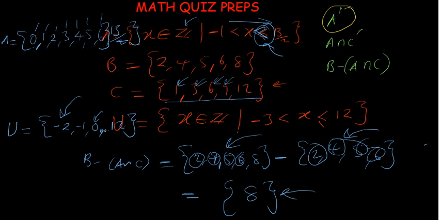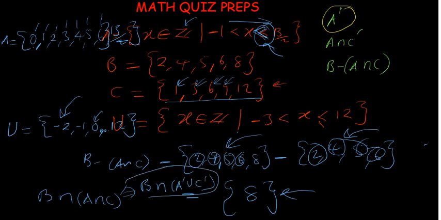If you wanted, you could have used another formula where you say B minus A intersect C means B intersect A intersect C complement. And then this is the same as saying B intersect A complement union C complement. But this would have been even much more difficult.